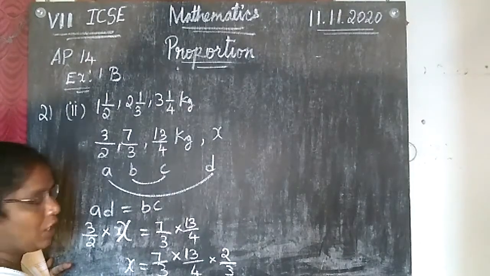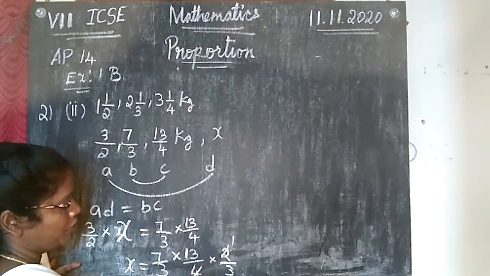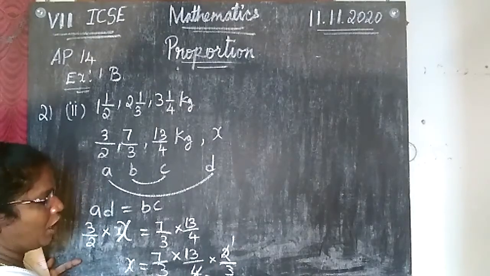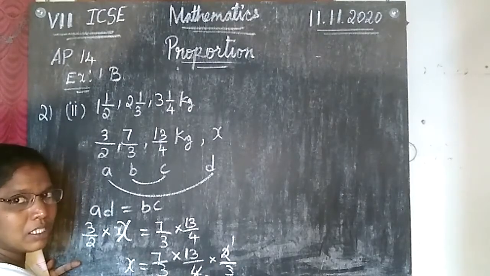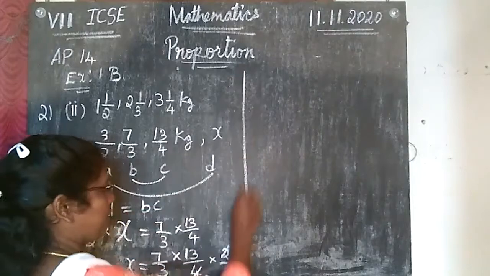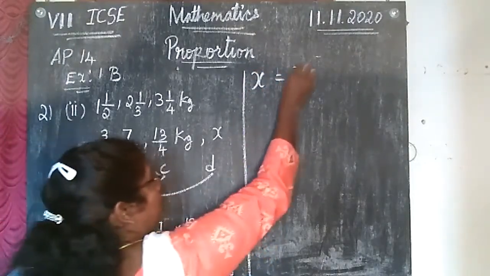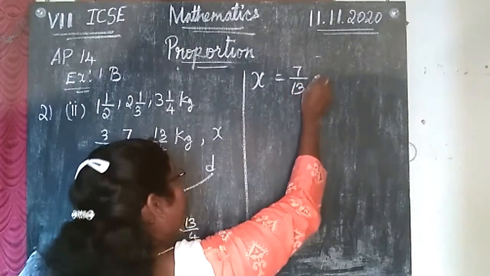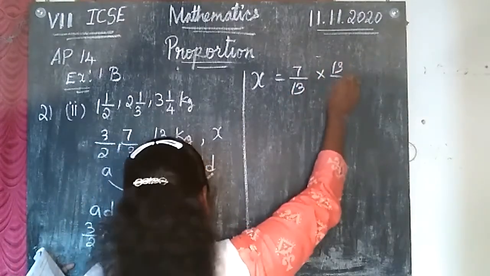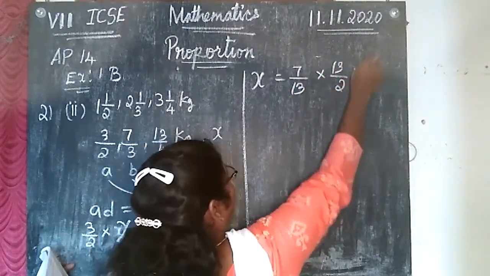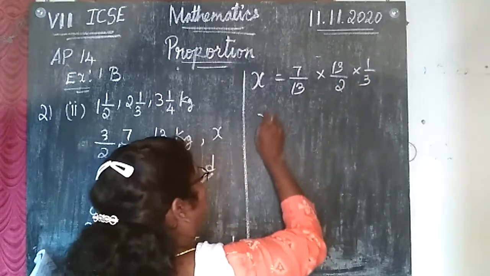Okay, shall we cancel now? 1 2s are 2, 2 2s are 4. Are we having any other common number to cancel? No, we don't have. So what is the next step here? x is equal to 7 by 3 into 13 by 2 into 1 by 3.